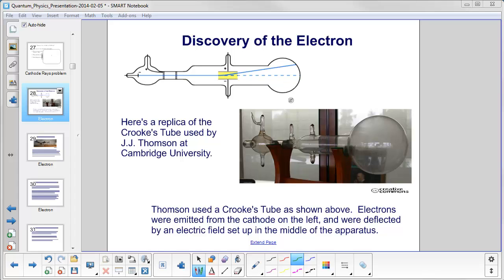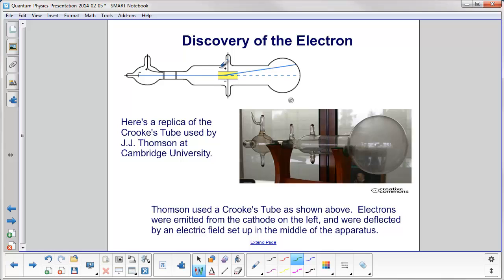Here's a replica of the Crookes tube used by J.J. Thomson at Cambridge University in the UK. Here's kind of the model we've been using, where the cathode's over here, the electron beam goes this way, here's your electric field right here, which is deflecting the electrons, and then here's your semicircular orbit that they take once they're deflected by a magnetic field later on.